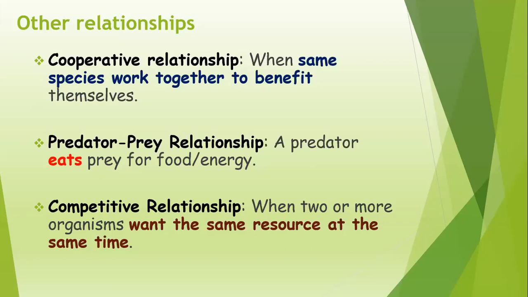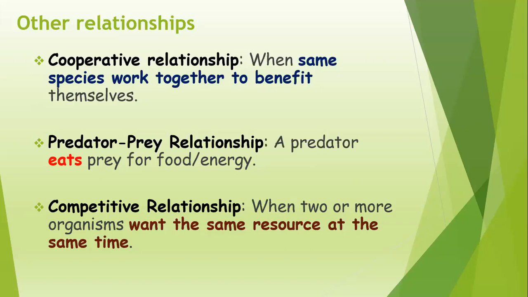Then comes a predator-prey relationship. And what is a predator-prey relationship? A predator-prey relationship is a relationship where the predator eats the prey for food or energy, right? Like the example I gave you where the cheetah was eating the deer.